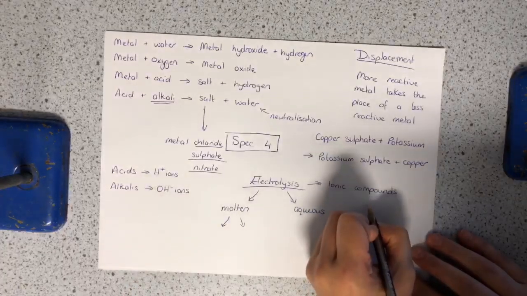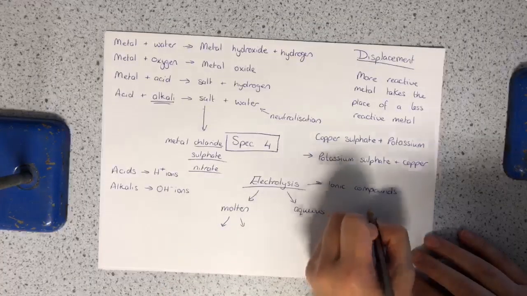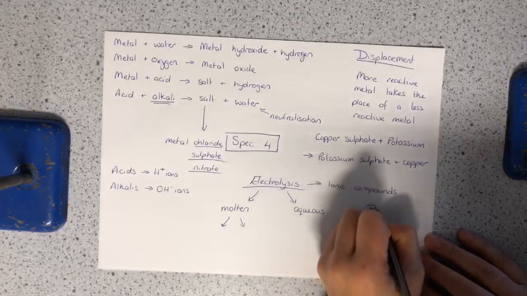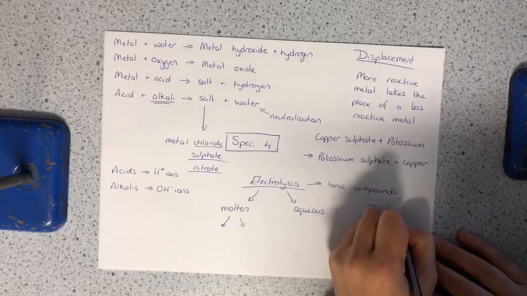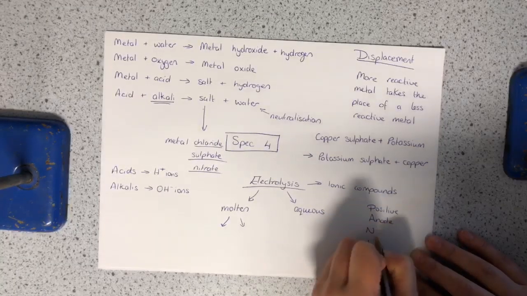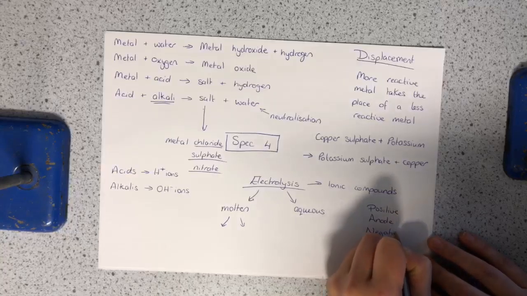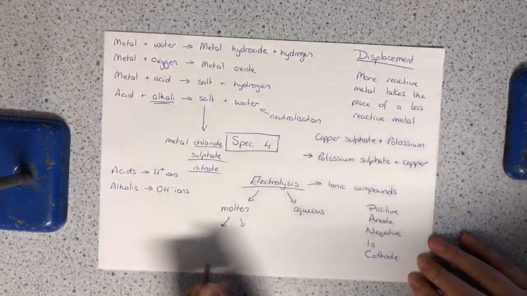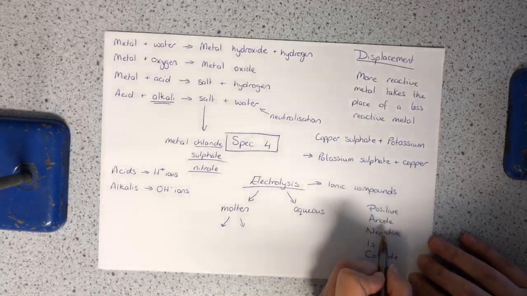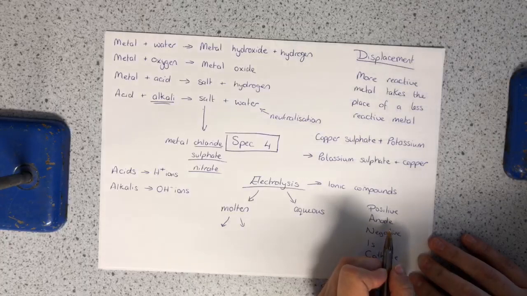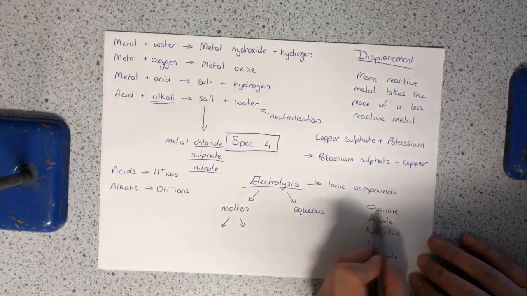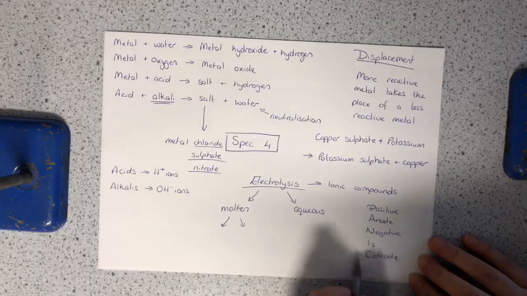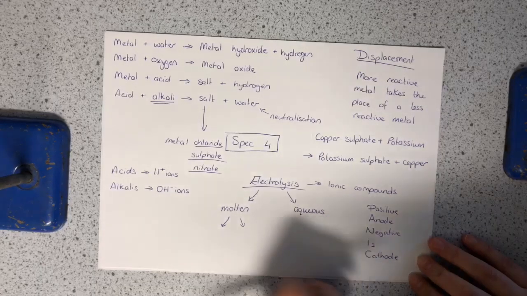And you've got two electrodes in that, which you should be aware of. Easiest way to remember which electrode is which is the word PANIC. So positive anode, negative is cathode. And because the anode is positive, it will always attract the negative ions, which, as I said when I was going through spec 2, will always be the non-metal. So the non-metals are always attracted to the anode. The negative cathode will always attract the positive ions, which will always be the metal ions.